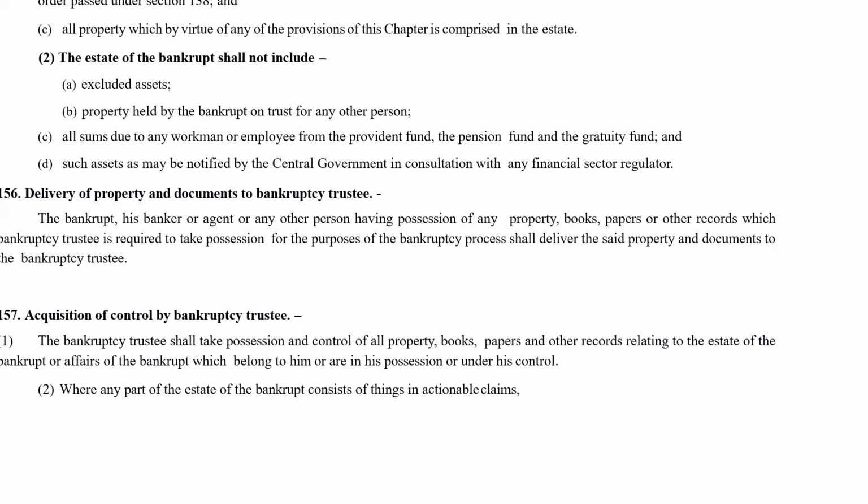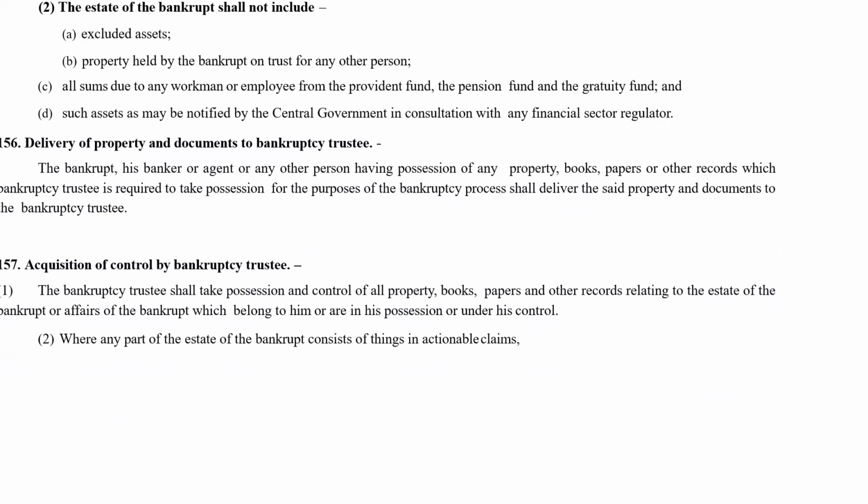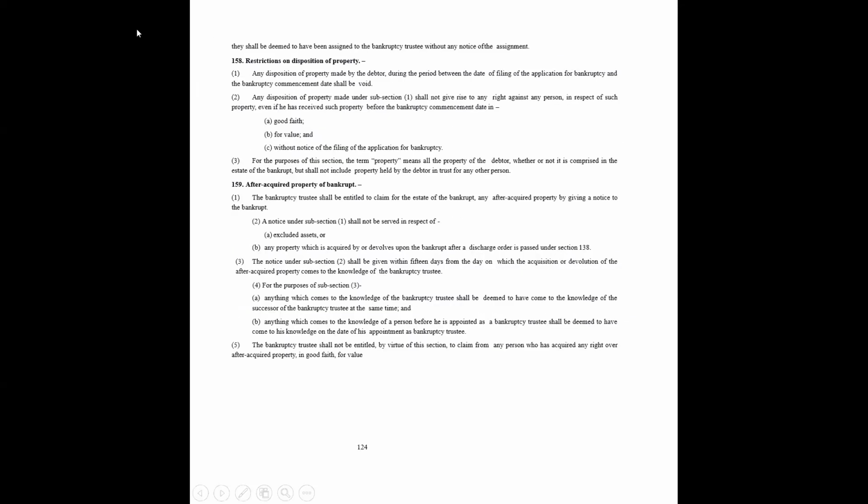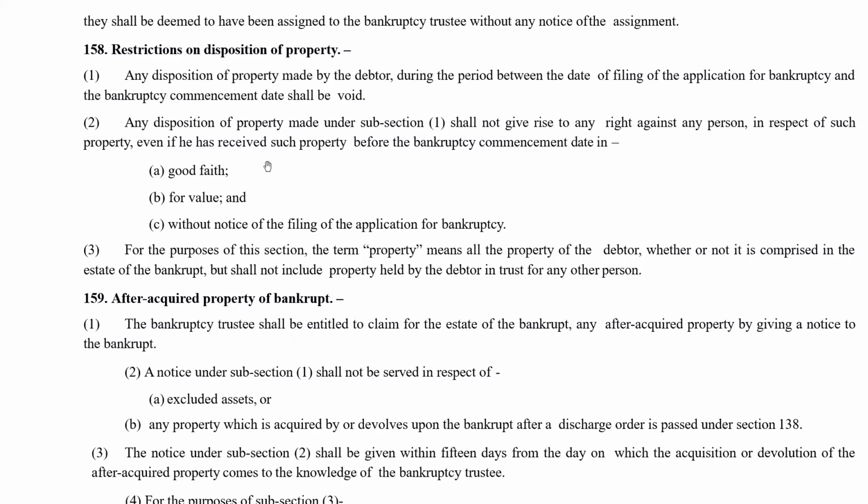157 talks of acquisition of control by the bankruptcy trustee. The bankruptcy trustee shall take possession and control of all property, books, papers and other records, so something similar to custody and control, relating to the estate of the bankrupt or affairs of the bankrupt which belong to him or are in his possession or under his control. Where any part of the estate of the bankrupt consists of things in actionable claims, they shall be deemed to have been assigned to the bankruptcy trustee, without any notice of the assignment.